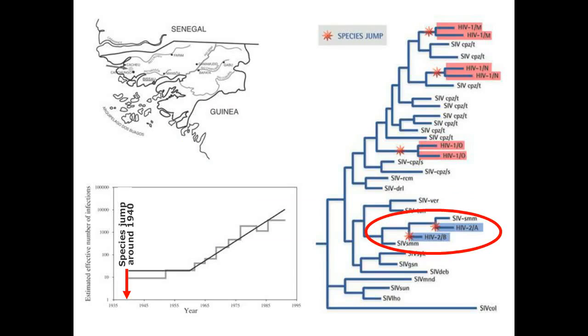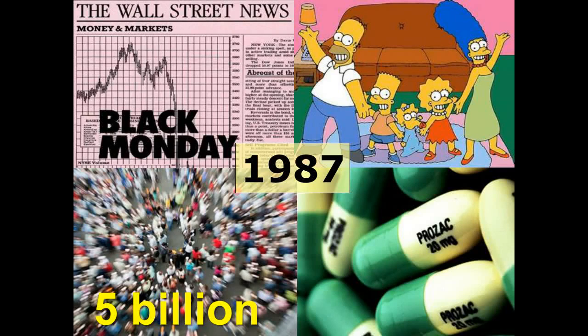It started around 1940, when the species jump, probably in Guinea-Bissau, happened between the sooty mangabees and humans. Then during the civil war in Guinea-Bissau, it probably propagated itself much more dramatically in the 1963-1974 period, and is now found worldwide, but the focus of infection still is in West Africa.